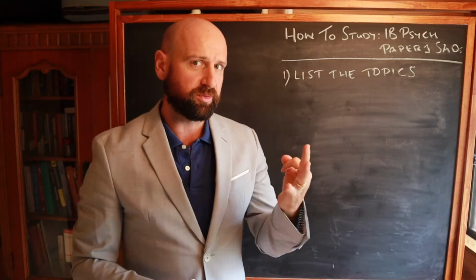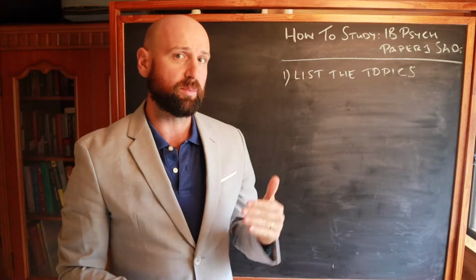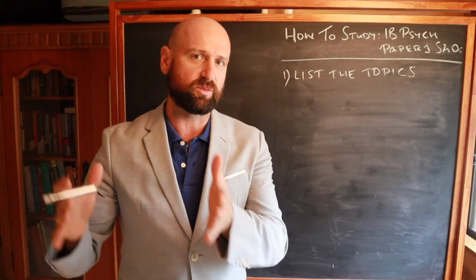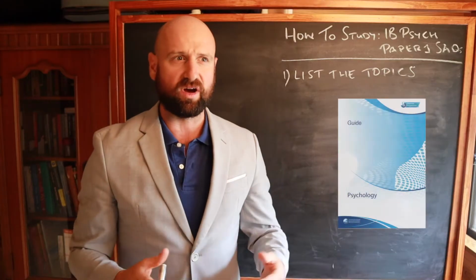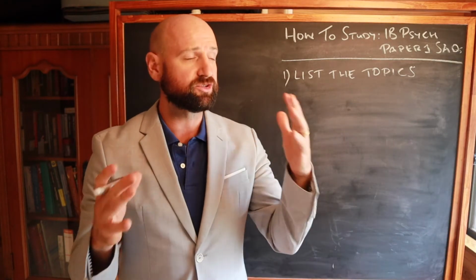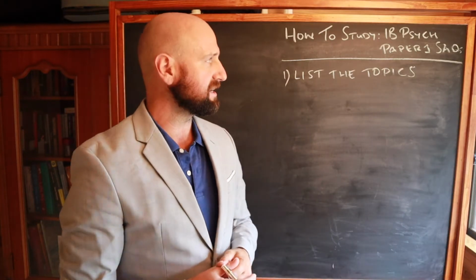So, for all 3 approaches, the biological, cognitive, and socio-cultural, there's a list of topics that you need to know because these could be the basis of the exam questions. And so what I would suggest is take 1 page for biological, 1 for cognitive, 1 for social cultural, and then go through the guide or your textbook or whatever materials you've got, the blog, this YouTube channel, and make a list of all the possible topics that might be in an SAQ question.